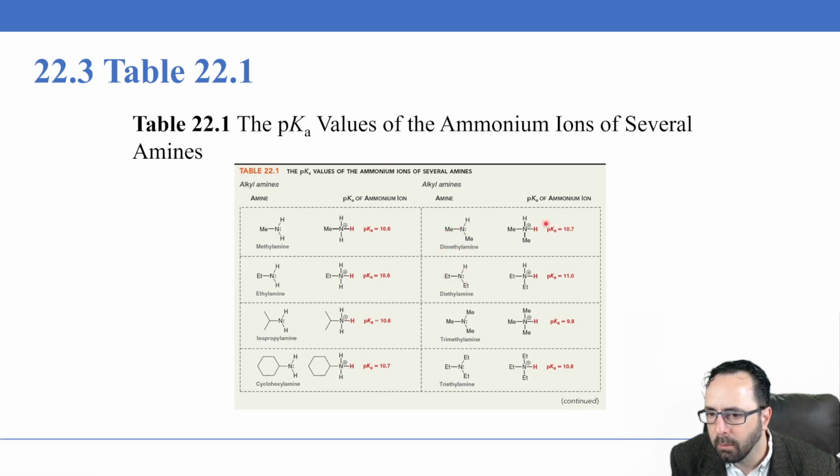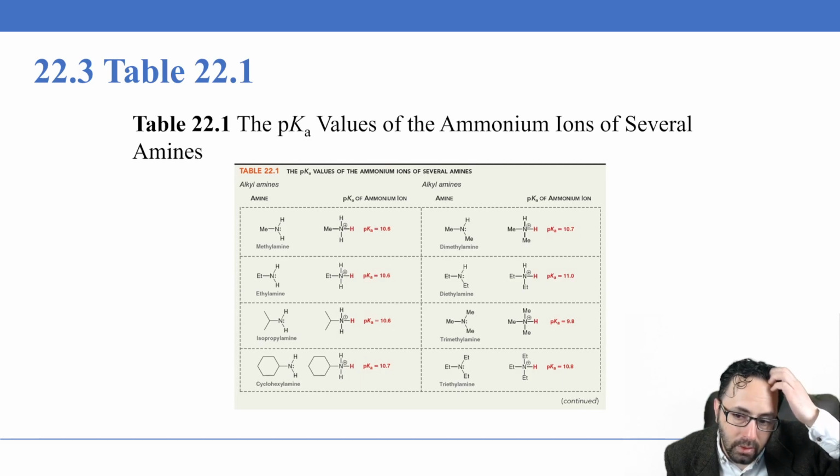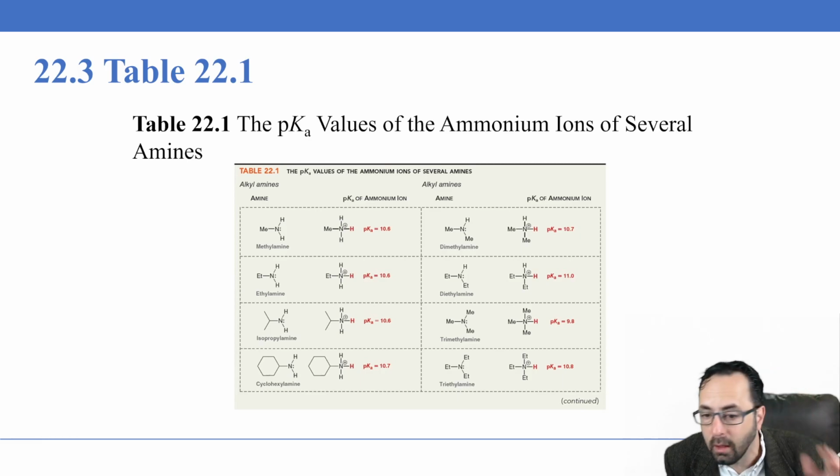When you have a secondary amine here, the pKa's are a little bit higher. When you have the tertiary amine, the pKa for the trimethylamine is about 10, but the triethylamine is about 11. And the reason here has to do a little bit with hyperconjugation, having more of the carbon groups here.